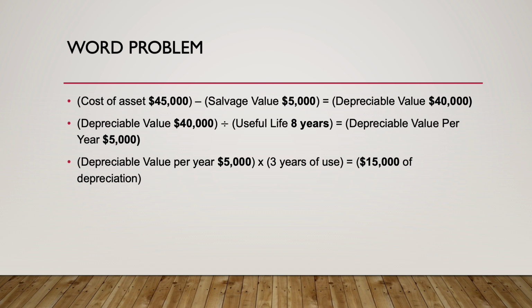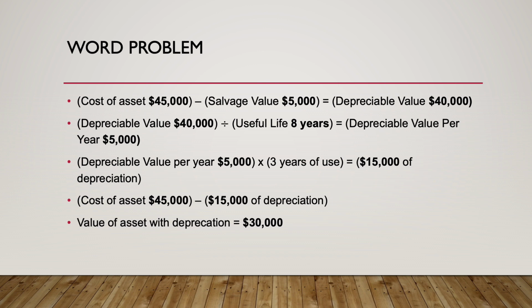Now, we have been using the vehicle for 3 years at this point, with a depreciable value per year of $5,000. So, $5,000 times 3 equals $15,000 of depreciation accrued over the 3 years. So, our cost of our asset, $45,000 minus $15,000 of depreciation, is going to come to a total of $30,000. So the value of our asset after 3 years of accruing depreciation is going to be $30,000.